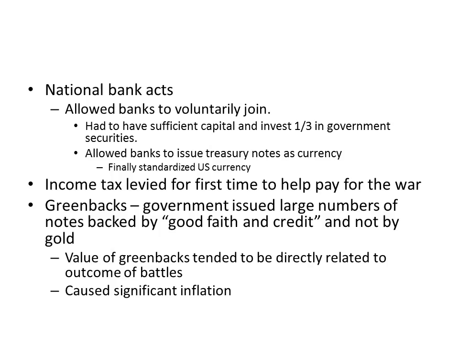Another significant Republican program is the National Bank Acts, and those are voluntary. Banks, if they have enough capital and invest 1/3 in government securities, are allowed to join, but once they join, they're allowed to issue treasury notes as currency, and that's going to finally bring in a standardized US dollar. And an income tax will also be levied for the first time to help pay for the war, but the government's also going to start issuing greenbacks, and these are, again, large numbers of notes that are backed by good faith and credit and not by gold. And the value of greenbacks is going to tend to be directly related to the outcome of battles, and it's going to cause significant inflation during the course of the war.